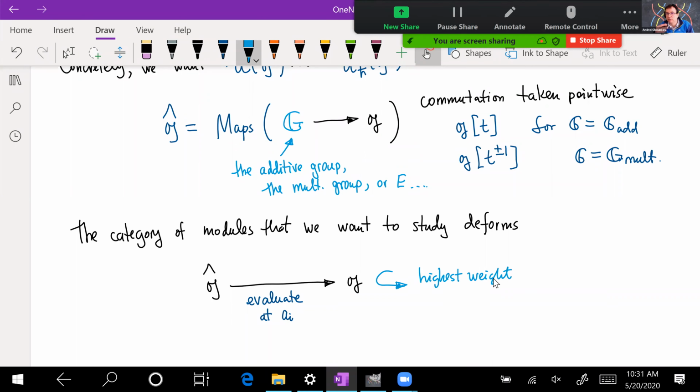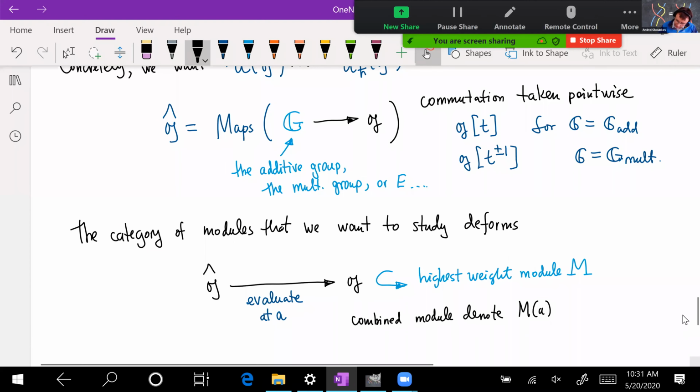Since G is in principle an infinite dimensional Lie algebra, you can discuss what sort of module you're going to stick in here. But let's say, I'll say highest weight module M. And so you first evaluate at a_i, at some point maybe a. And so then this combined module we denote M of a.